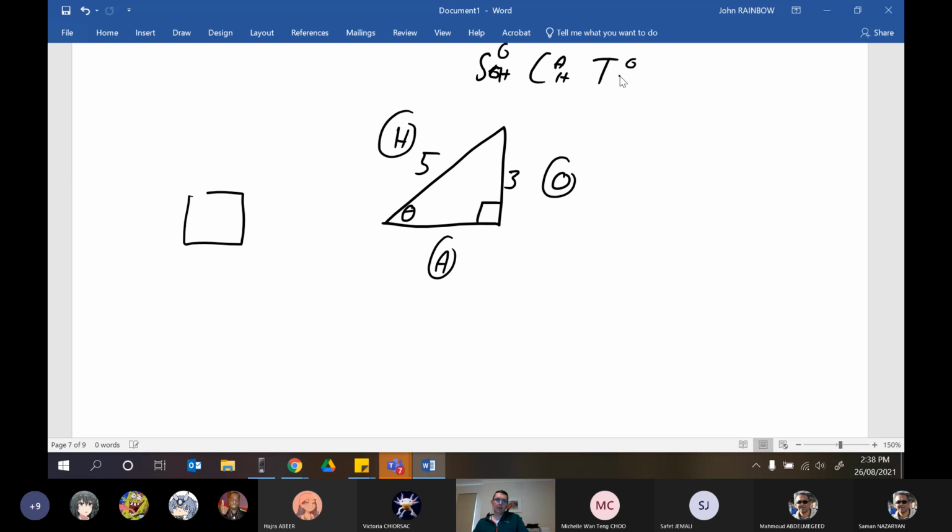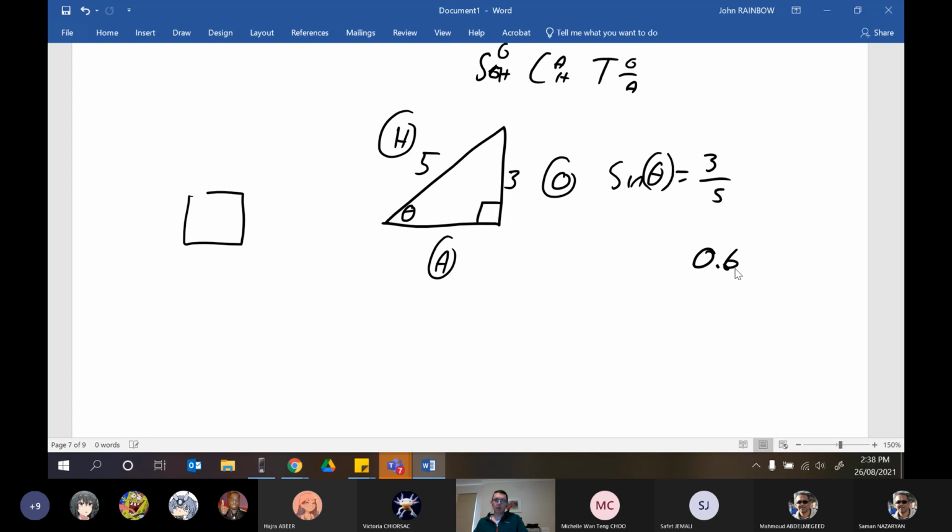The first thing is to identify what ratio you're using. You're using opposite and hypotenuse. So I know I'm going to use sine, which is 3/5. Now, what's really cool is what we do, 3 divided by 5 is 0.6.